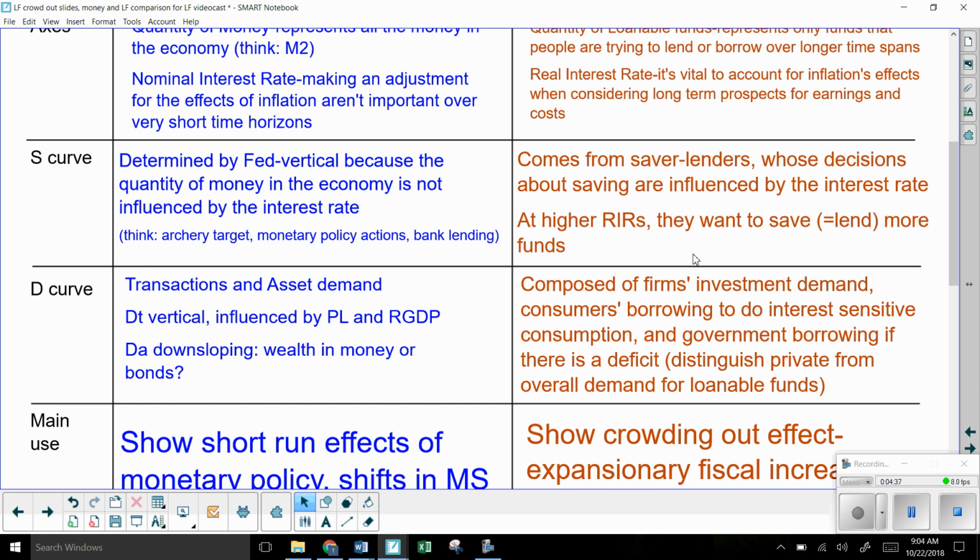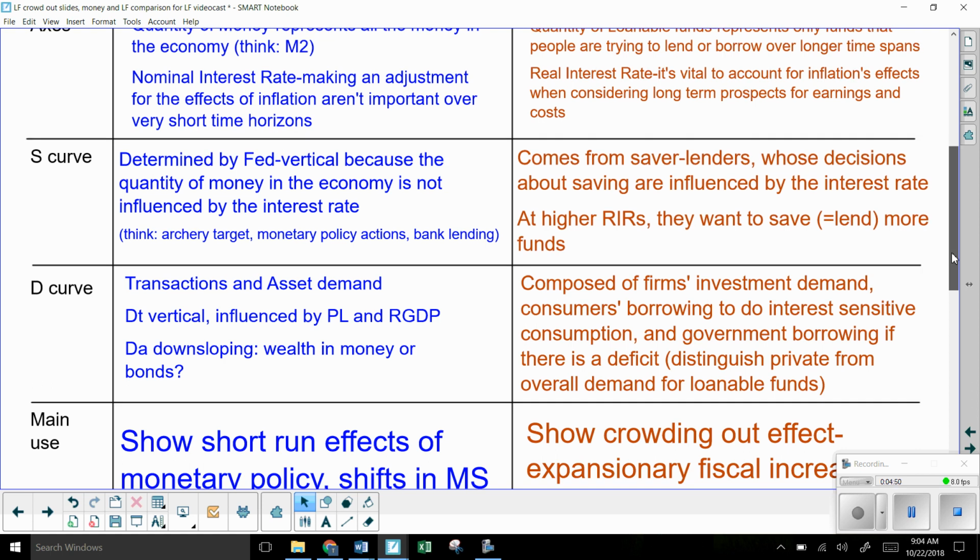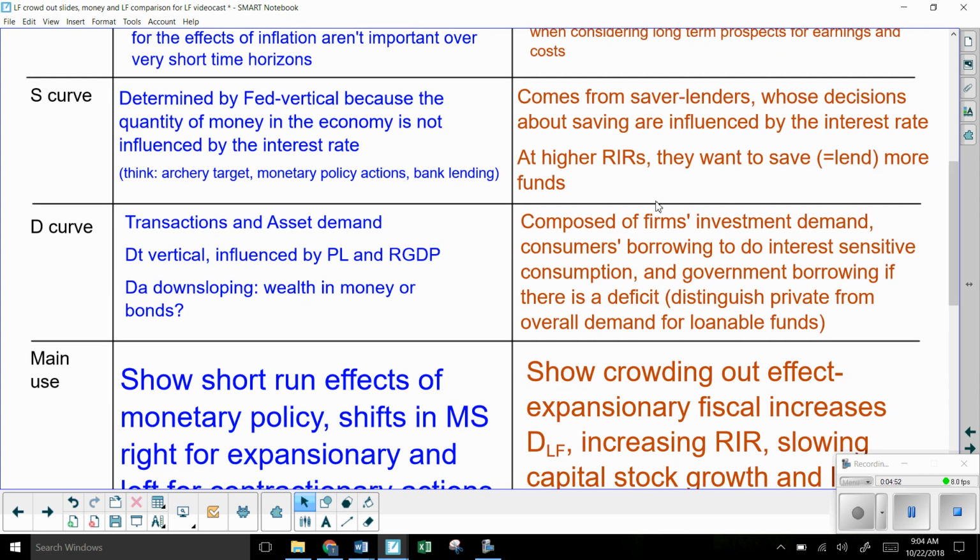Over here in the loanable funds market, we have an upward sloping supply curve because saver lenders are motivated to do less consumption and save more if they're going to get a higher rate of return after we factor out the effects of inflation. And so that's why we have an upsloping SLF curve. The DLF curve we've talked a bit about.